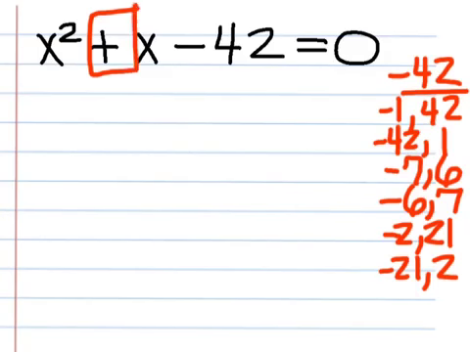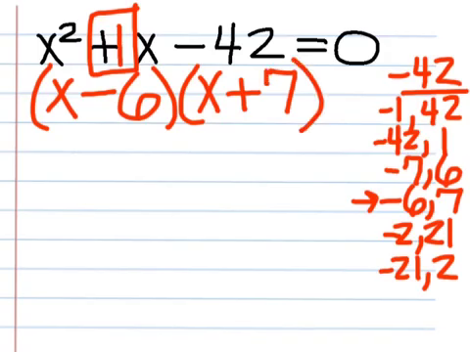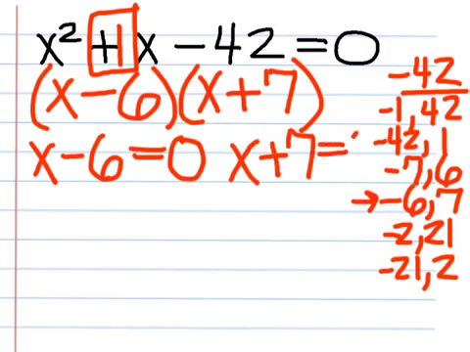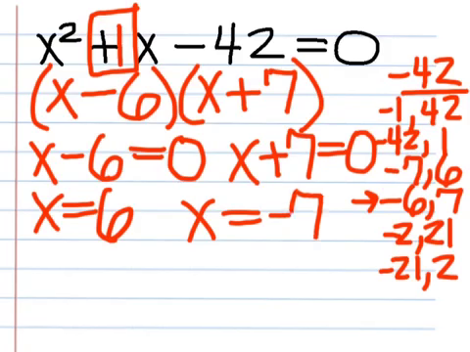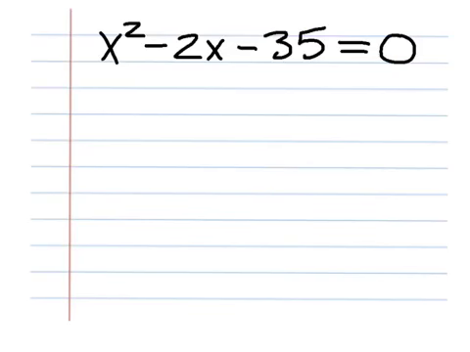Alright. We're going to be looking at the coefficient in front of our x, which is a positive 1. What two factors of our negative 42 is going to give us a positive 1 when we add them together? Negative 6 and 7. So that's going to be our factors we're going to use. So x minus 6 times x plus 7. We set these equal to 0. When we do that, our final answer should be x equals 6 and x equals negative 7. Okay, practice problem number 2.